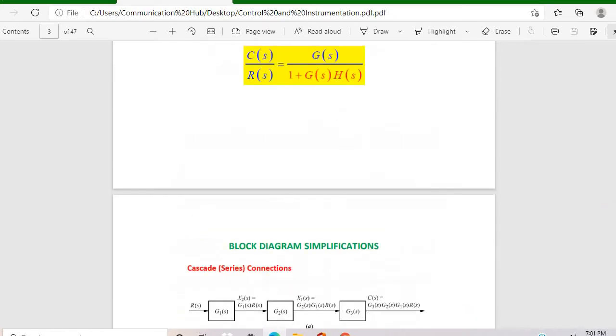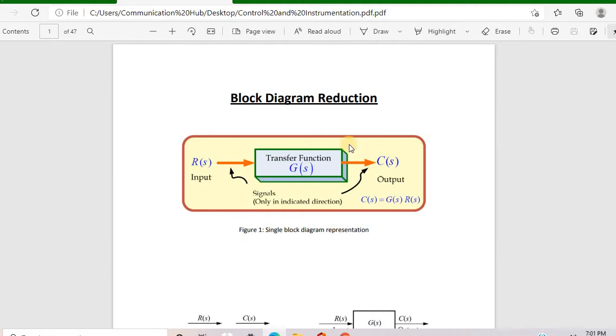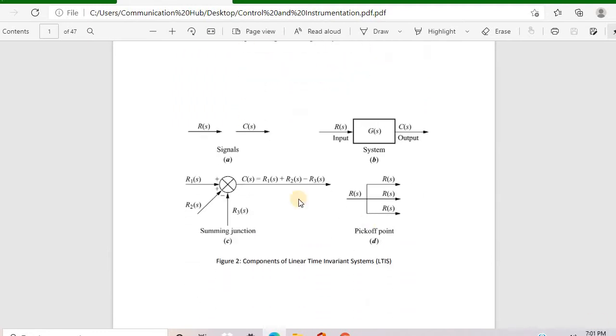Normally we want block diagram reduction so that we can represent the input and output relation directly by a transfer function. Before doing this, there are four components involved in reduction. First one is the signal, represented by an arrowhead, so R of S and C of S, and there's a block that is represented by the transfer function of the system. This block contains the transfer function that has input R of S and output C of S.